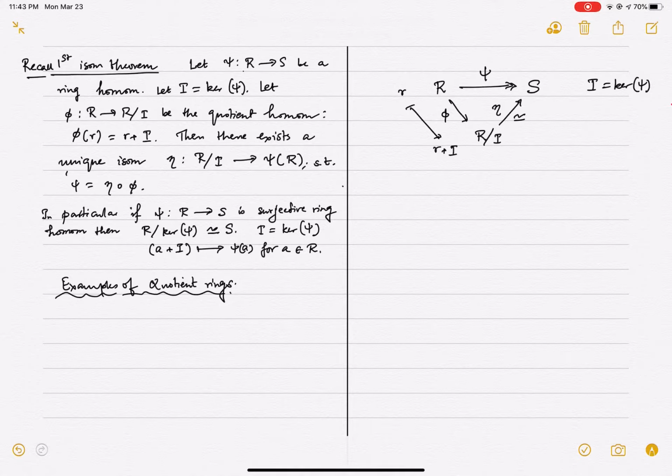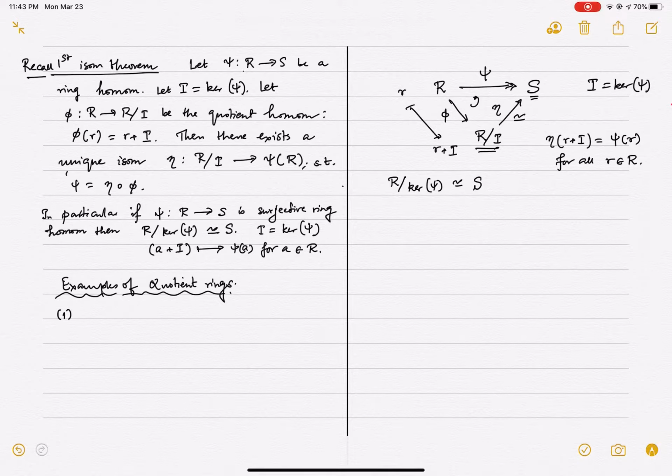We called it eta. And this diagram, as they say, commutes, which means eta of a coset is psi of the original guy. Okay. So in particular, R mod I and S are isomorphic. In particular, if you have a surjective ring homomorphism, then the domain modulo the kernel is isomorphic to the image.